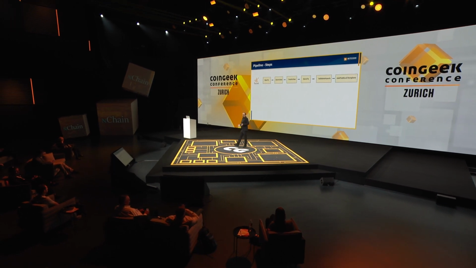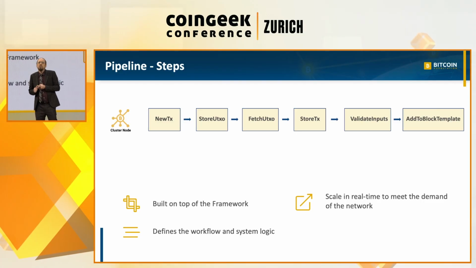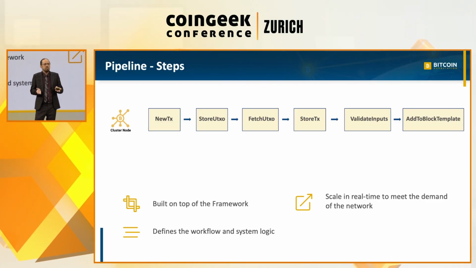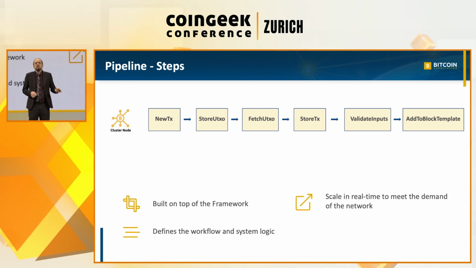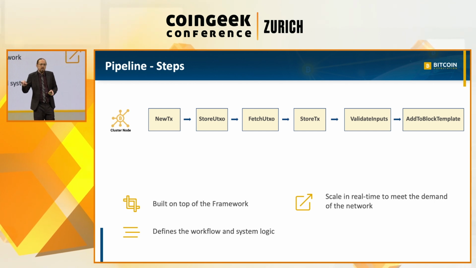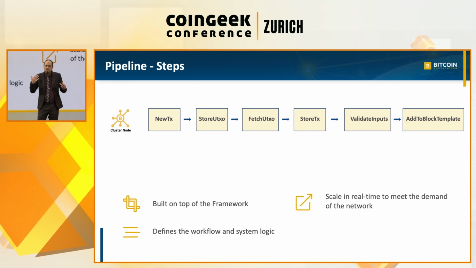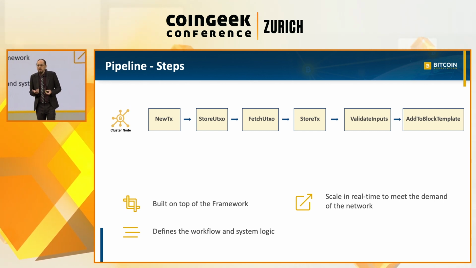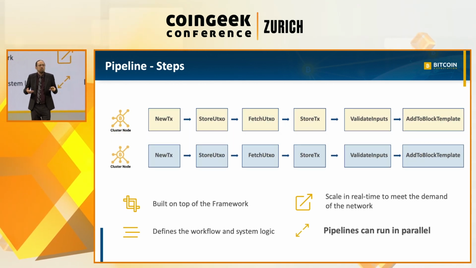So here's an example pipeline. This is just the transaction validation pathway. It's not everything that has to happen in a Bitcoin node, but it's the process of receiving a new transaction, validating it, and putting it into a block template so that it can be mined. And this pipeline is built on top of the framework, and it defines the workflow and the system logic. And of course, these pipelines can scale to meet real demand, because you can split a pipeline in two and run multiple ones in parallel.